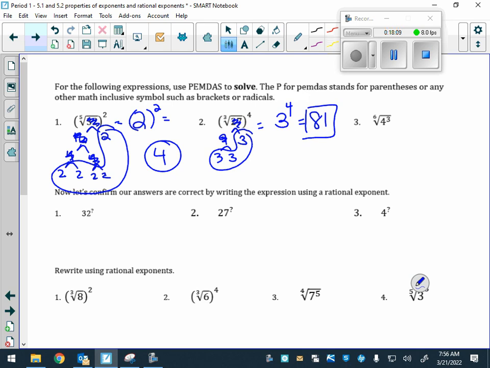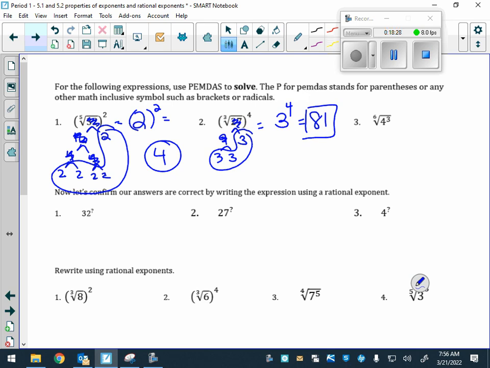I have 5 of a kind. Then you can't simplify it, so it stays as this. Okay? So now, if we look at the 6th root of 4 cubed, this is written a different way. Okay? I'm going to show you 2 different ways.